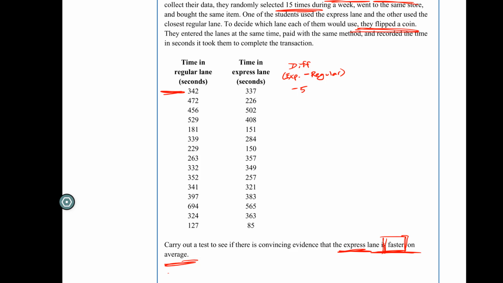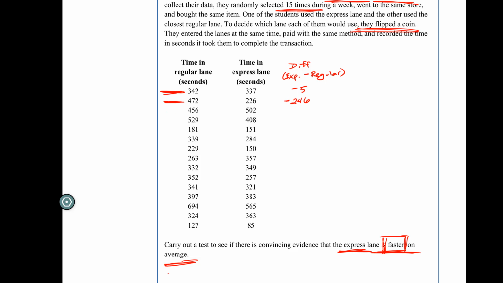Okay? Now how about the next individual, 472. So this is the second time they went. 472 seconds compared to 6 seconds. Well, the express lane was way, way faster. By how much? If I punch this into the calculator to help me out, I get 246 seconds faster.